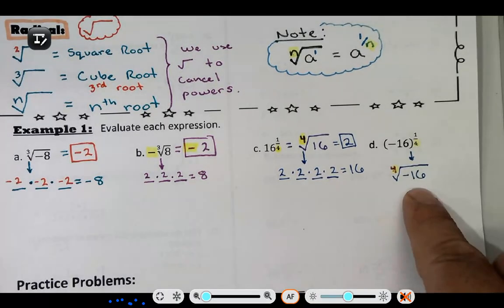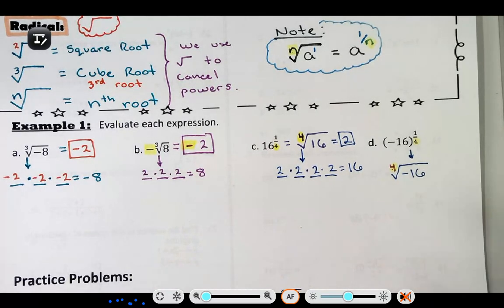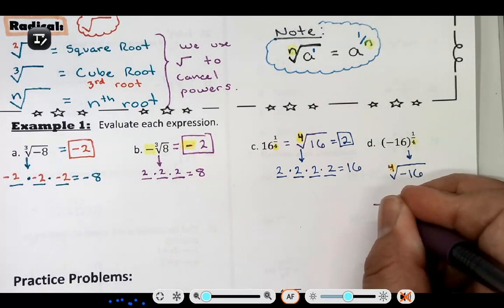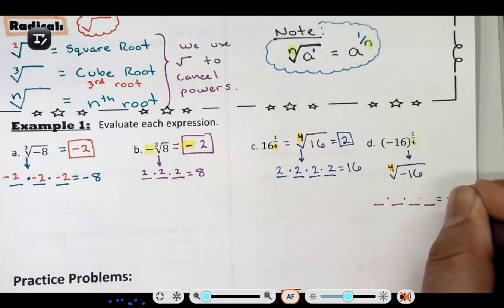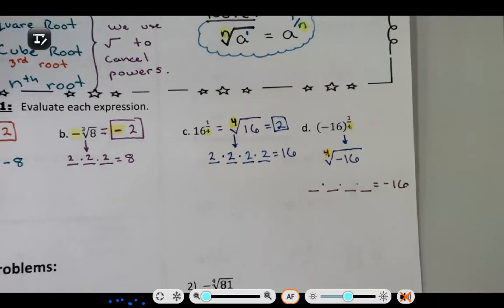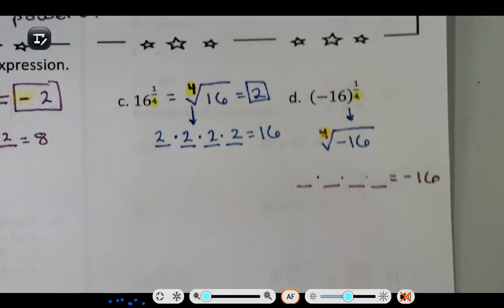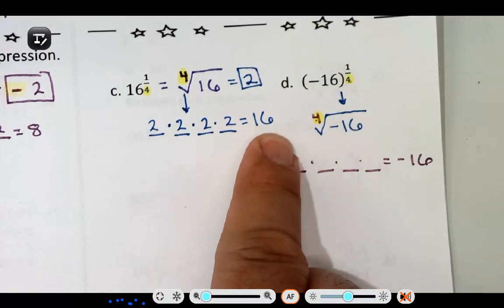And so now the question, you might say, oh, it's the same one as this one, mister. Well, careful, there's a negative inside. So I'm going to test it out. A number times a number times a number times a number, but I want to get negative 16. Okay, and if I'm trying to get negative 16, let me zoom in for you here. All right, now we tried 2, 2, 2, 2. That was a positive 16.